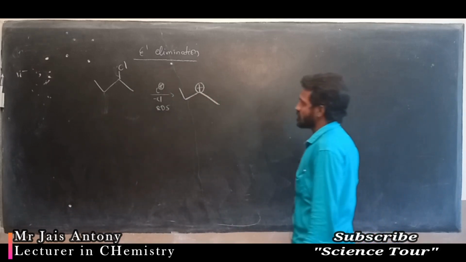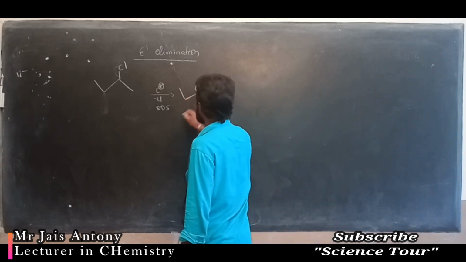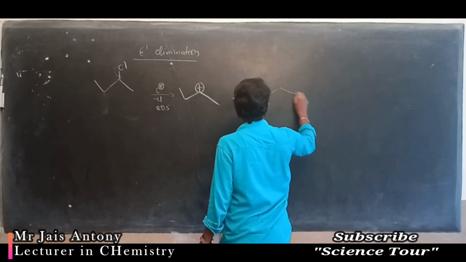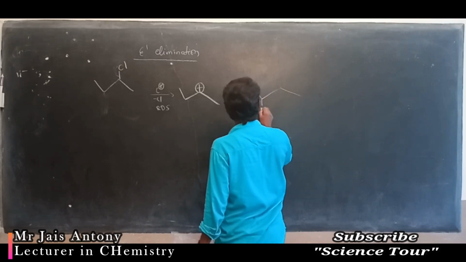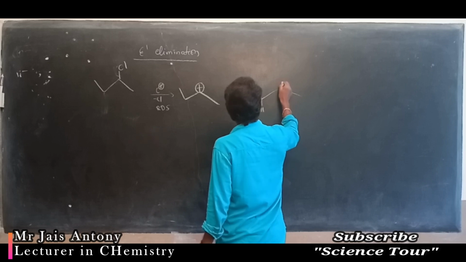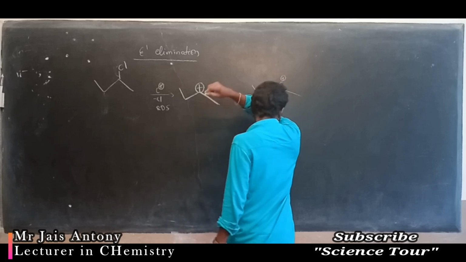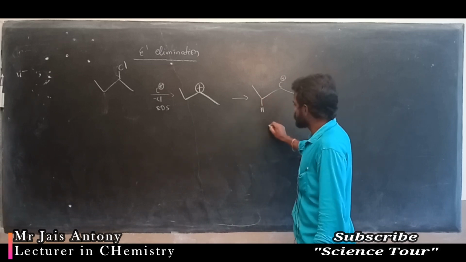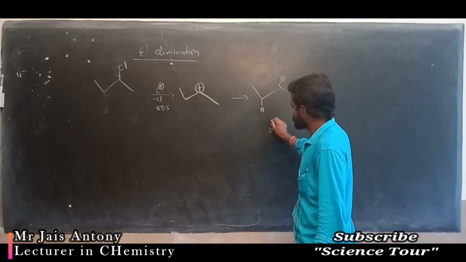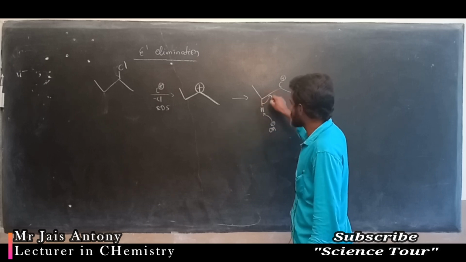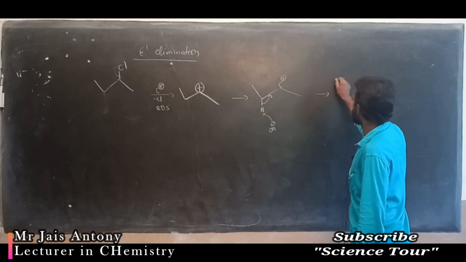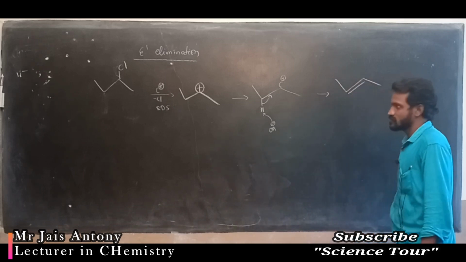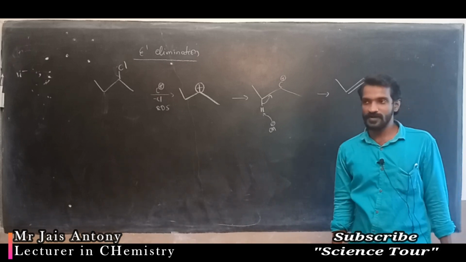Okay, next step, what happens? From this beta hydrogen, this hydrogen is removed using a base, OH minus comes and attacks, and at the same time this bond comes here and it gives an alkene. Understood?